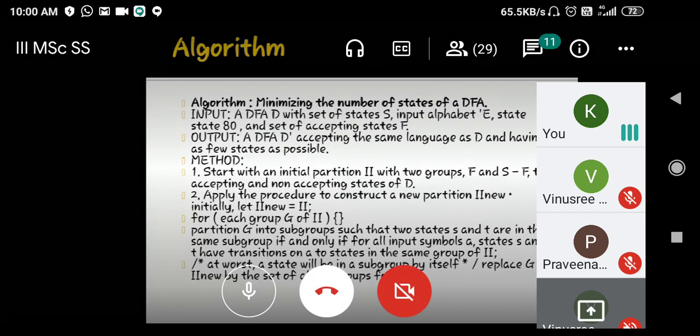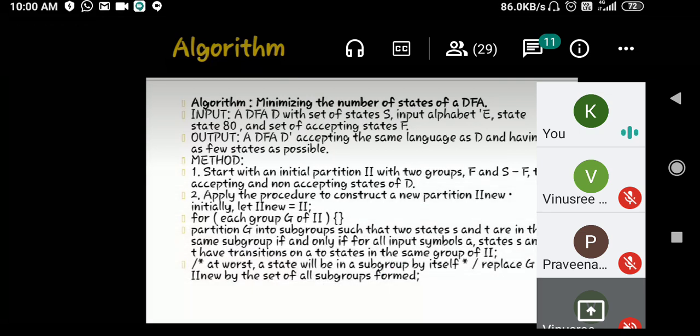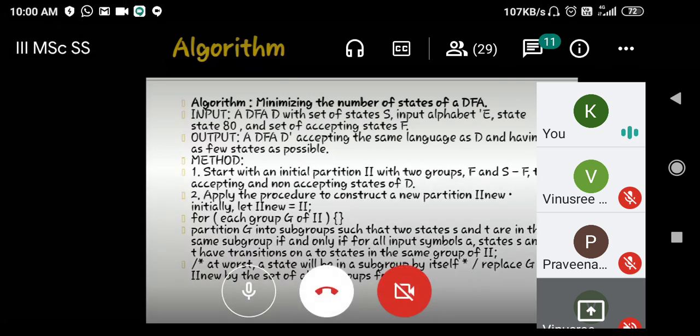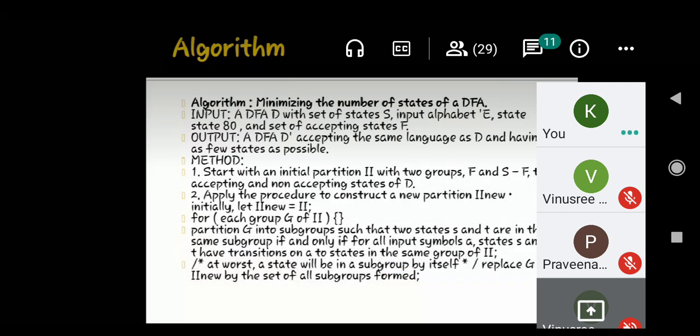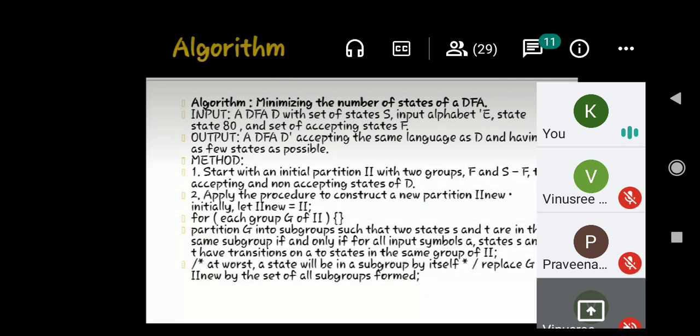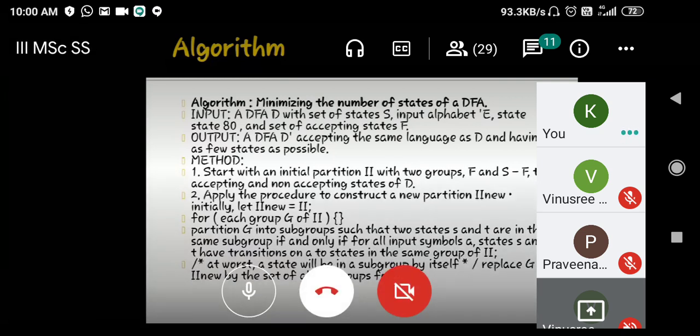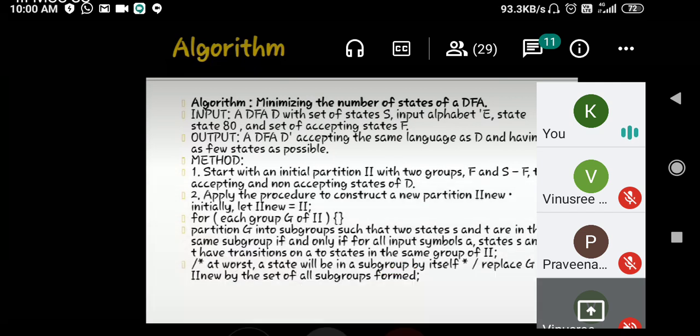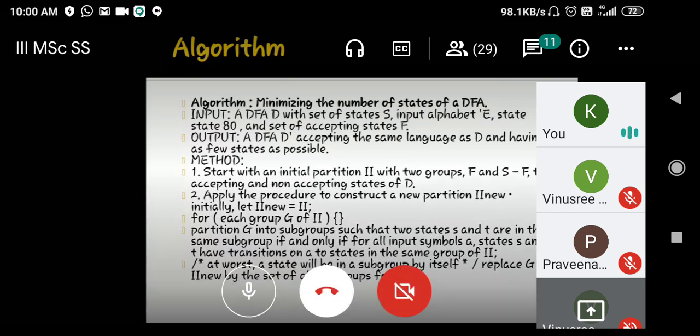In the next slide, you will have this algorithm for minimizing the number of states of a DFA. Already it's time up. So with this, I would like to stop the presentation. I will explain this algorithm in the next class. There will be some important things in this algorithm.